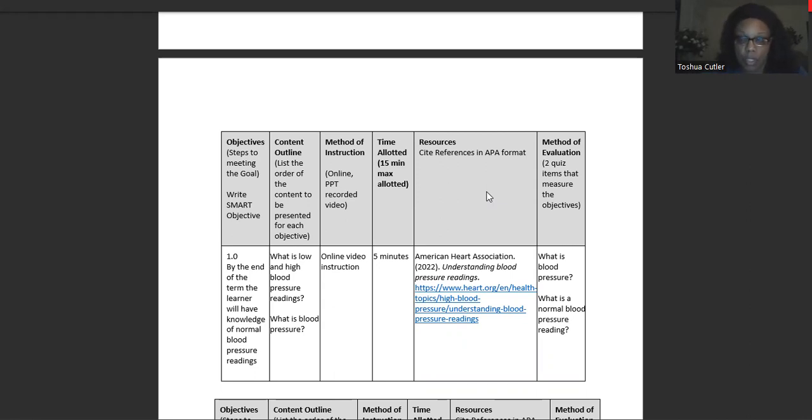A blood pressure is the force of circulating blood on the walls of the arteries. What is a normal blood pressure reading? A normal blood pressure reading is with a systolic reading of 120 and a diastolic reading of 80. Hypertension begins with a systolic blood pressure between 130 to 139 and a diastolic between 80 to 89. Our resources for this learning objective is found under the American Heart Association with Understanding Blood Pressure Readings.